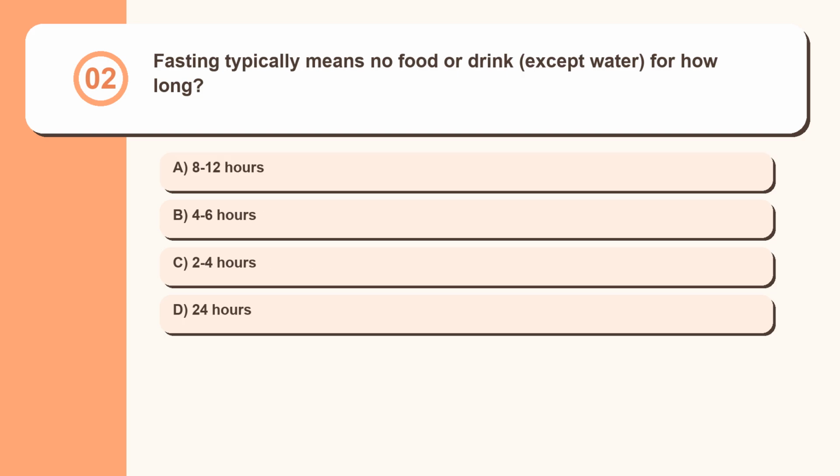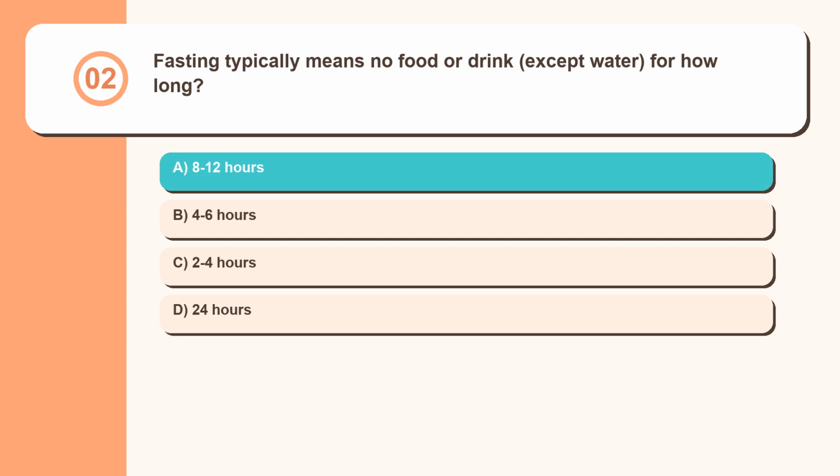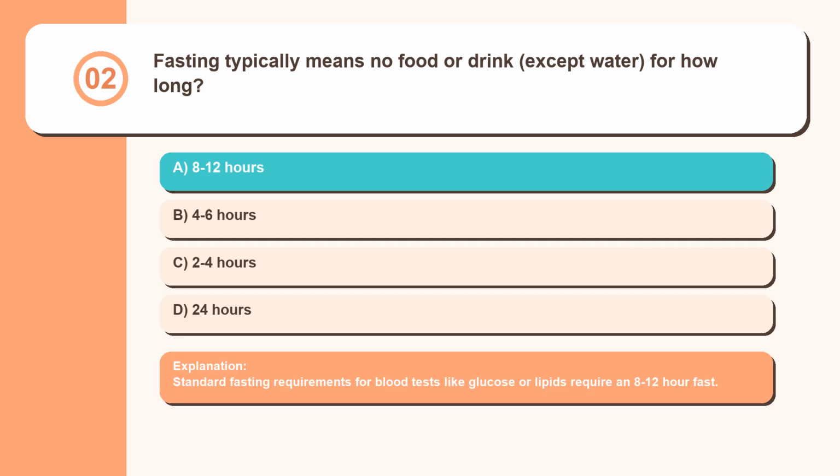Question 2. Fasting typically means no food or drink, except water, for how long? 8 to 12 hours, 4 to 6 hours, 2 to 4 hours, 24 hours. Standard fasting requirements for blood tests like glucose or lipids require an 8 to 12 hour fast.